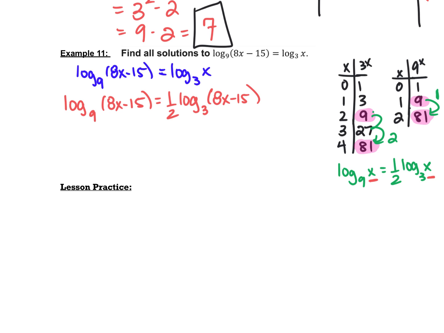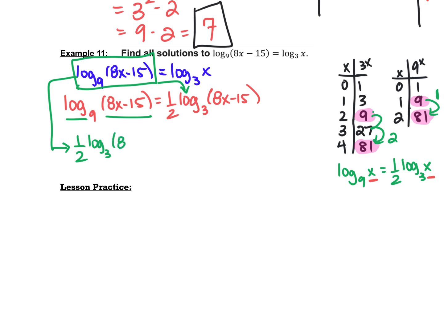If we're just thinking about that one side, now in order for me to solve this, I need my two sides to be equal. So we're going to do some nifty substitution. I'm going to take that log 9 out and put this expression in its place, because here I have log 9 of 8x minus 15. They're equal, so I can just do a quick switcheroo. This equation is going to become 1/2 log base 3 of 8x minus 15 equals a plain log base 3 of x.